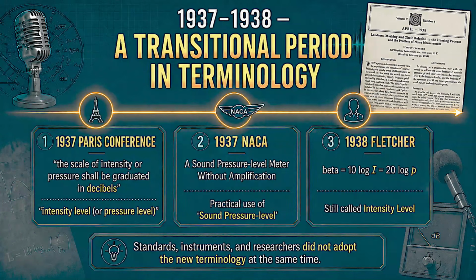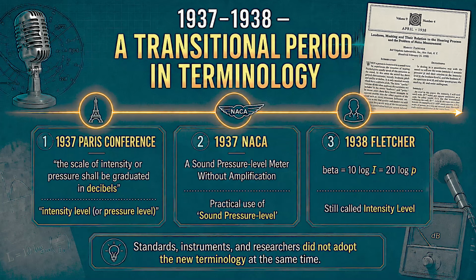The years that followed are particularly interesting, because they show how slowly scientific terminology can change. In 1937, at the first International Acoustical Conference in Paris, the Measurement Committee discussed both intensity and pressure. The documents referred to a scale of intensity or pressure graduated in decibels, and even used the expression intensity level, or pressure level. So pressure level was clearly becoming part of the vocabulary.